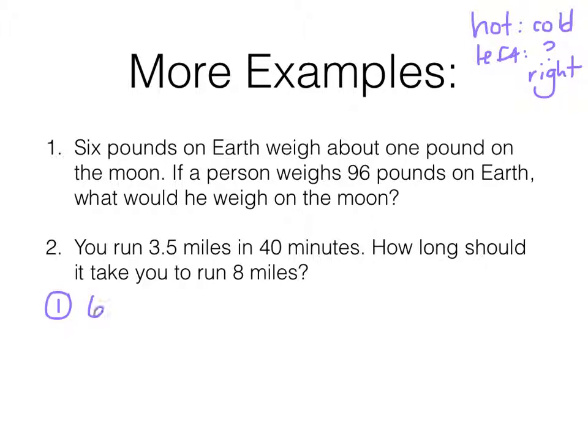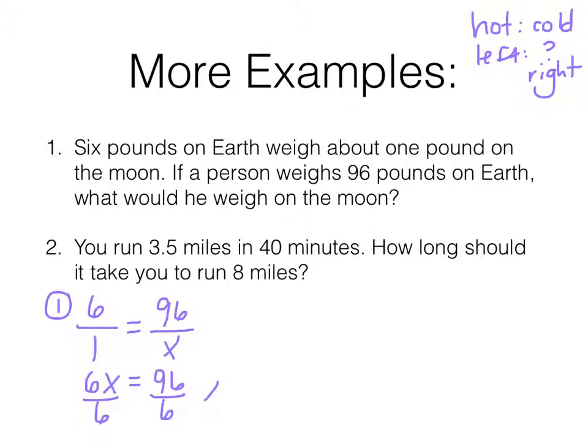6 pounds on Earth weighs 1 pound on the moon. That equals the ratio of 96 pounds on Earth would weigh I don't know how many on the moon. And there you have your proportion that you can now cross multiply and solve. So our cross products are 6x and 1 times 96, which is 96.